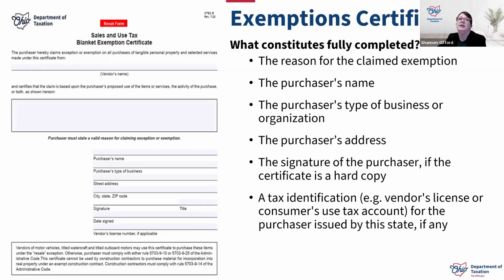How do you know it's fully completed? Well, there are a few things that do need to be completed. First, the reason for the claimed exemption, purchaser's name, type of business or organization, address, signature of the purchaser if it is a hard copy, and a tax identification number if applicable. There are instances in which a consumer will not have a vendor's license or tax identification number. For instance, let's say a farmer typically does not have a vendor's license, so they would leave that blank.